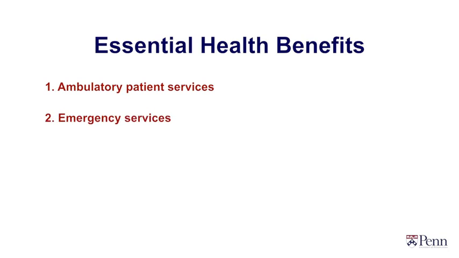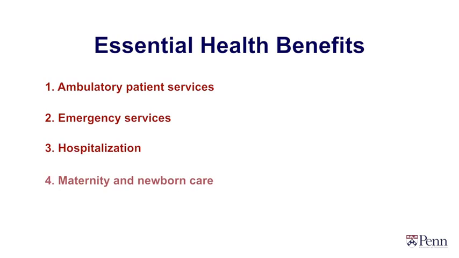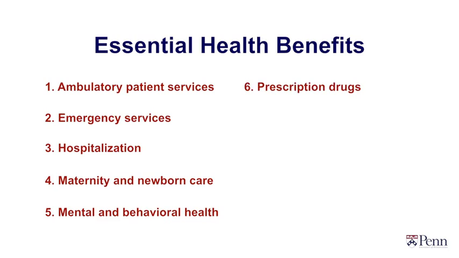There are 10 of them. First, ambulatory patient services, going to the doctor's office, for example. Second, emergency services, if you got in an accident or something dreadful happened, you had a heart attack, that had to be covered, going to the emergency room. Third, hospitalization if you needed an operation or some other condition. Fourth, maternity and newborn care. A lot of insurance plans didn't cover women having babies. Fifth, mental and behavioral health issues have to be on an insurance plan. Sixth, prescription drugs so that everyone has coverage for their drugs.